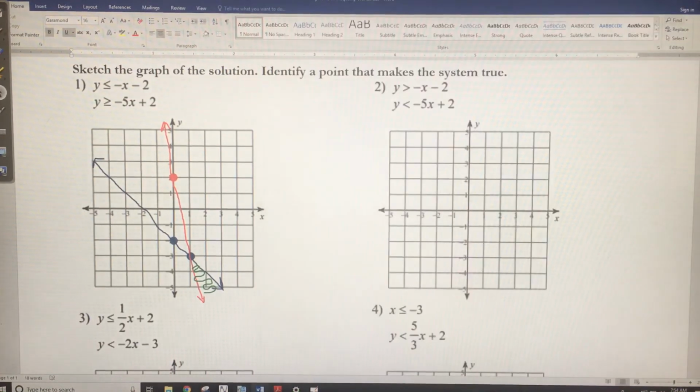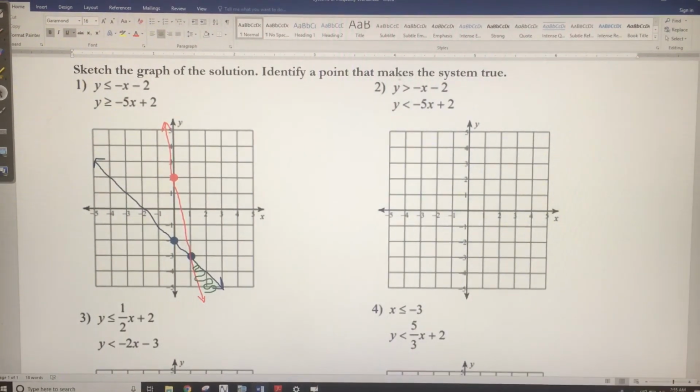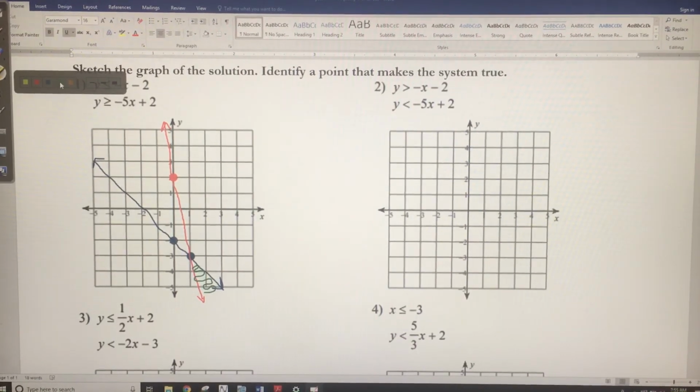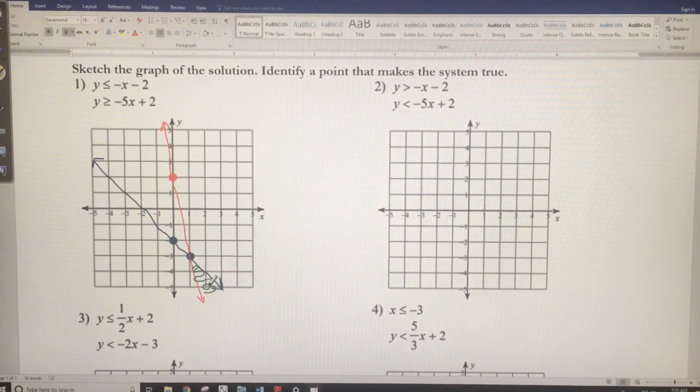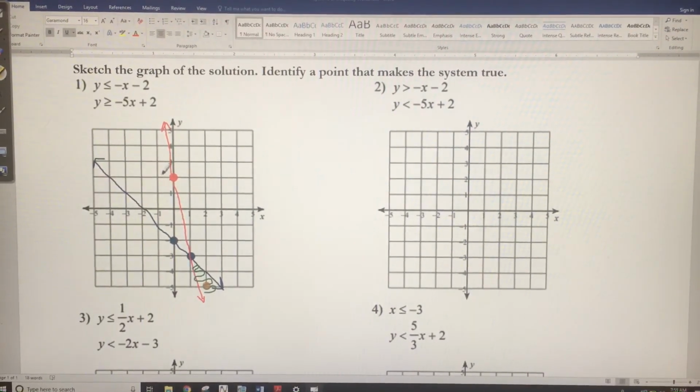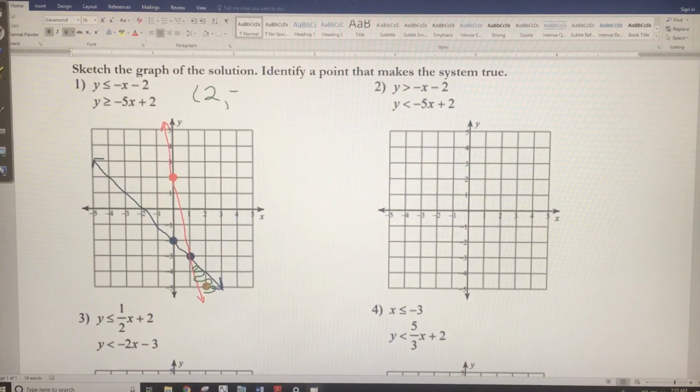Now, real quick, I'm going to check something. And then I also said identify a point that makes the system true. So inside of this right here, that little shaded region, I just need you to find me a point that makes it true. There are a couple different ones in this case. Personally, I would probably go with this one right here. And the point that makes it true would be 2, negative 5, because that point falls right in the middle of that shaded area.